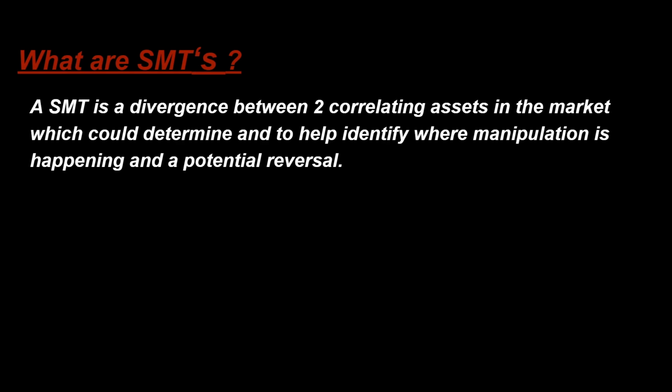An SMT is a divergence between two correlating assets in the market, which can help identify where manipulation is happening and a potential reversal. For example, each asset in the market has a correlating asset. For my examples in today's video, we're going to be using NASDAQ and the S&P 500. Those are both correlating assets and they move similarly, so you can use those for SMTs. Same thing for gold and silver, same thing for Bitcoin and Ethereum. Every market has its correlating asset.